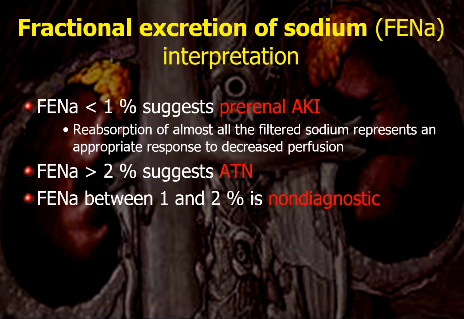How do we interpret the results of FeNa? If the FeNa is less than 1%, it suggests prerenal AKI. This means that reabsorption of almost all the filtered sodium represents an appropriate response to decreased renal perfusion. FeNa greater than 2% suggests ATN, while FeNa between 1 and 2% is non-diagnostic.